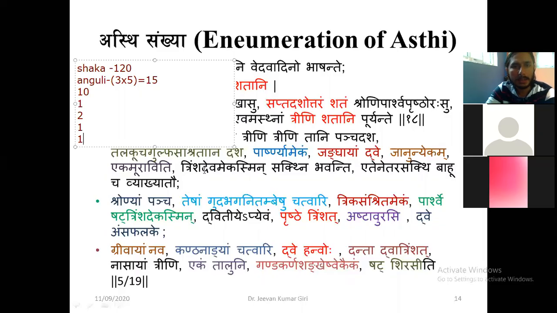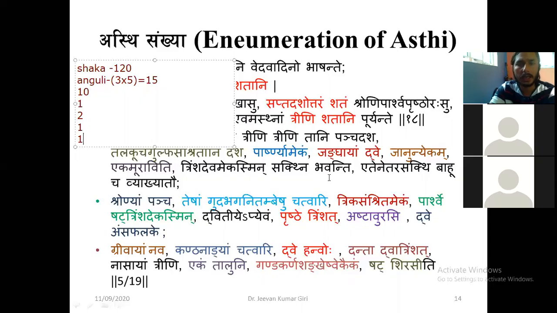Trimshad ekava ekashmin saktin bhavanti, etena itara sakti bahu cha vakhyatahu. Trimshad eka asmin saktini bhavanti. So there are 30 bones in each sakti, that is each limb. So how many limbs are we having? 4, isn't it? 2 lower limbs, 2 upper limbs.